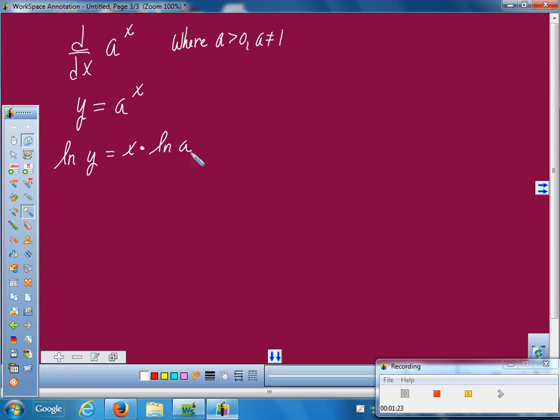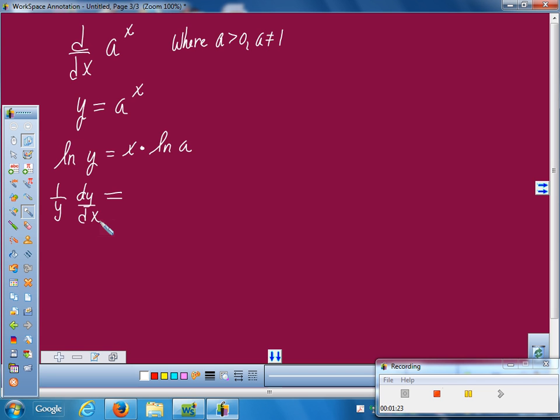Okay. Now I want to do the derivative. But now that I have nat logs on it, I have natural log of y, this is no longer an explicit function. It is now an implicit function. So we're going to get this derivative by doing implicit differentiation. So what's the derivative of natural log of y? 1 over y. Implicit, you did the derivative of y, dy over dx.